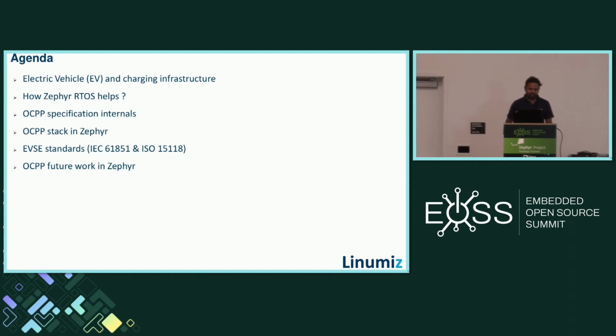And after that, we will look into the electrical vehicle supply equipment standards, which are mainly used to connect the charging station and the EV for handshaking and delivering the power. And finally, we will look into the current state of OCPP in Zephyr and the future work.